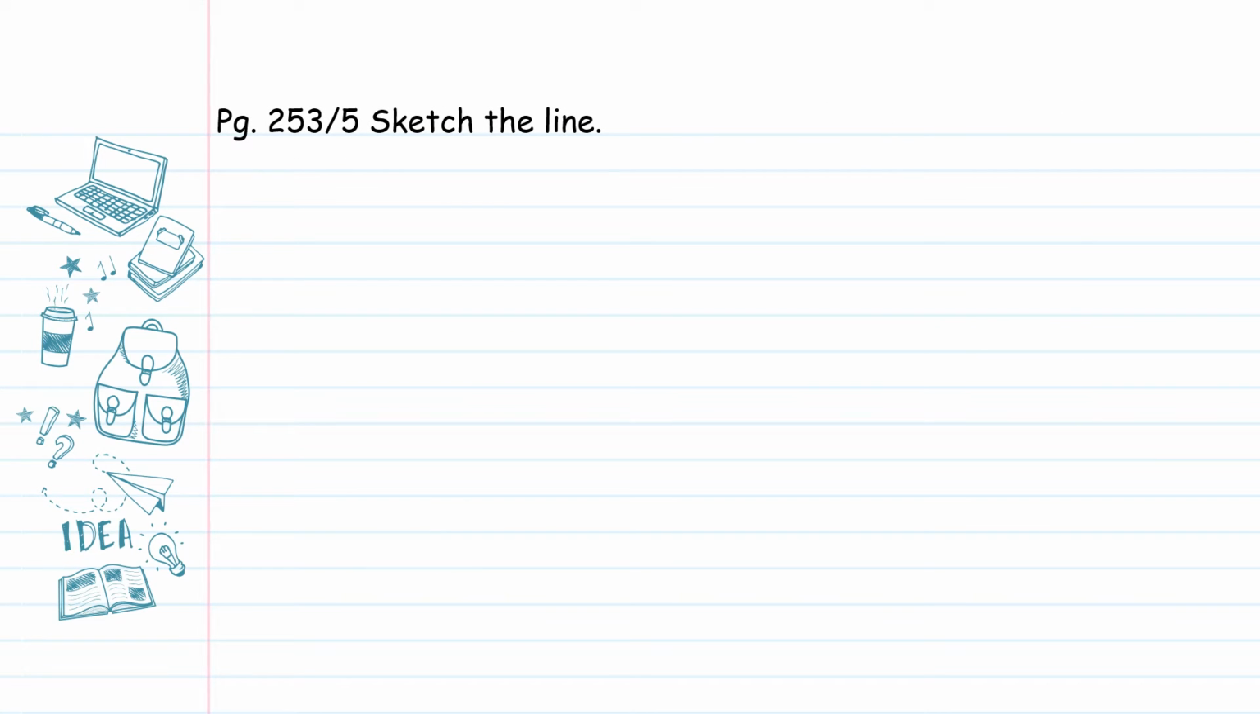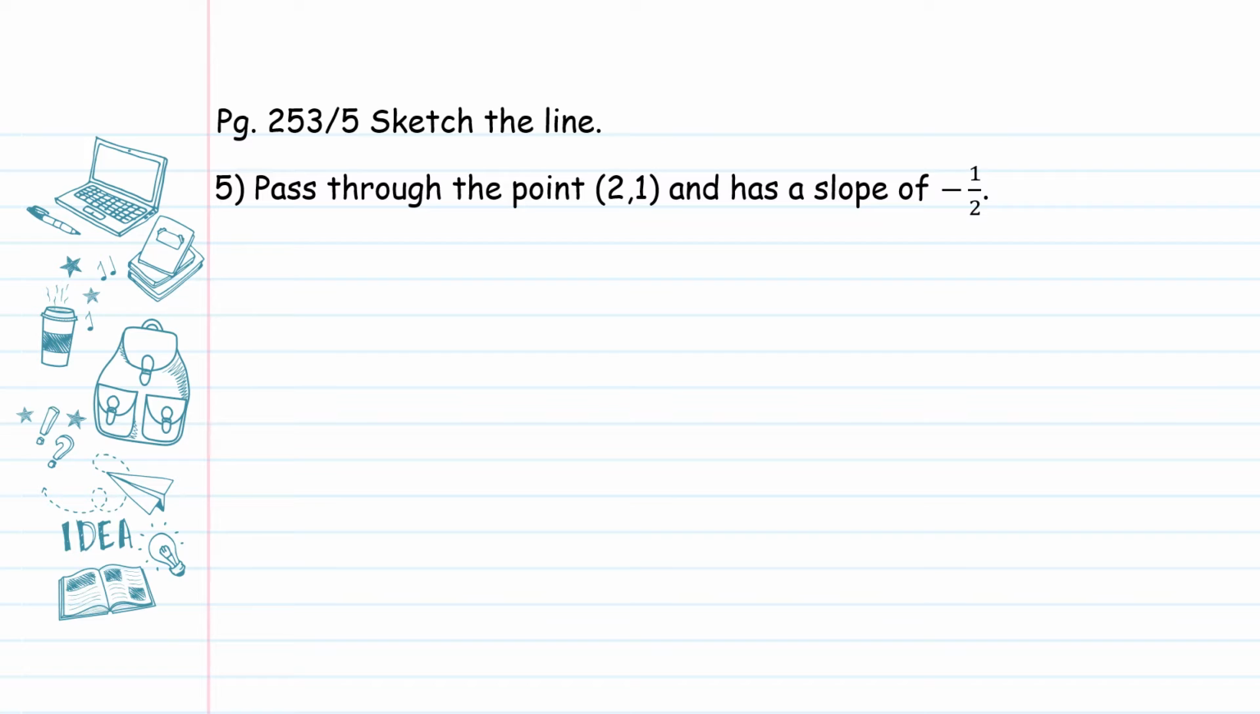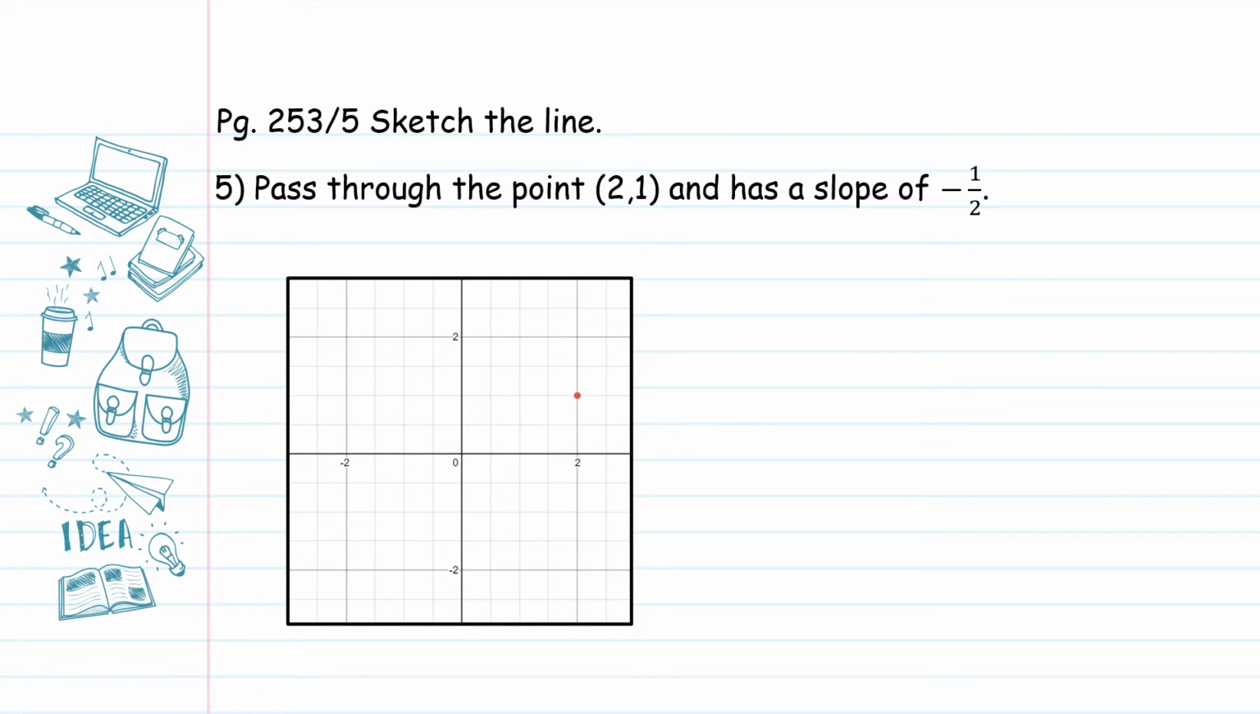Our next problem is exercise 5, and it wants us to sketch the line. The information that we're given is that the line passes through the point 2, 1, and it has a slope of -1/2. So to start, we can graph the point that we were given, 2, 1, so we're going over 2, right? We're going over 2, and then we're going up 1. Now we need to figure out where our other points are going to be.